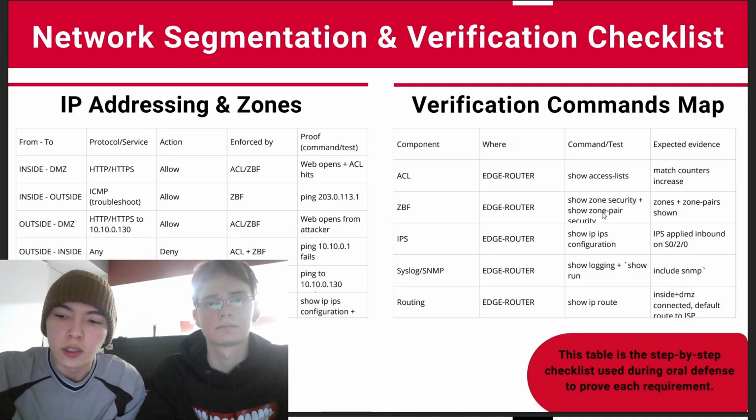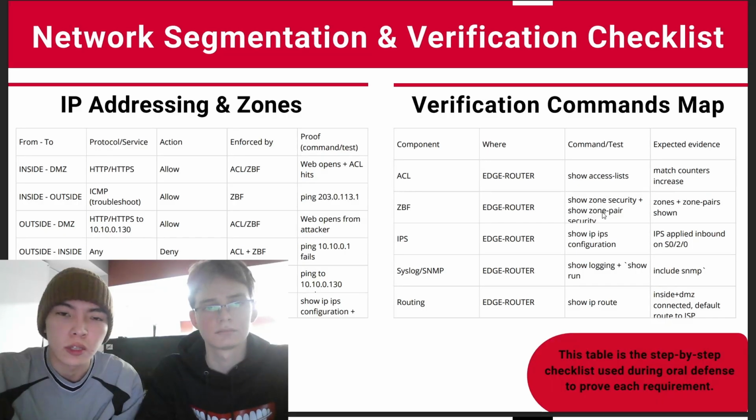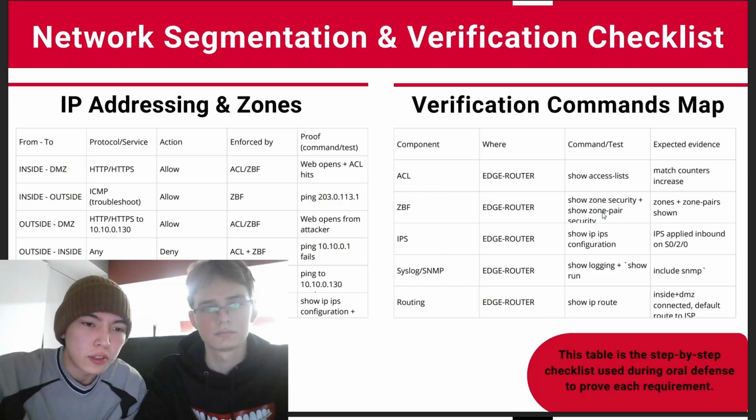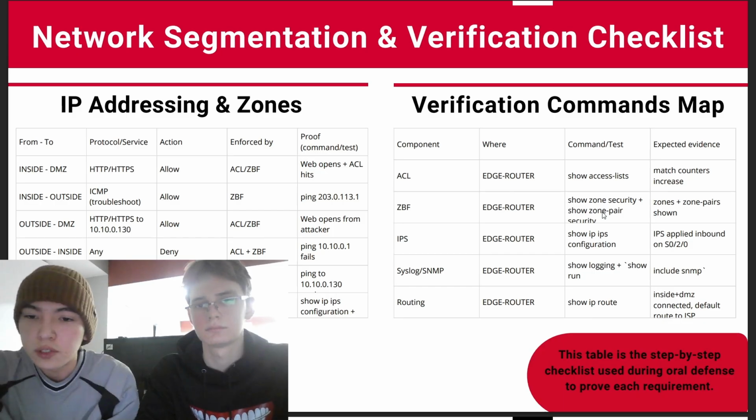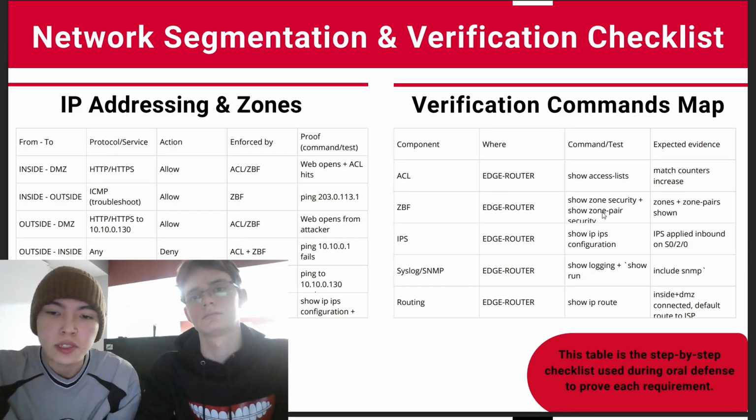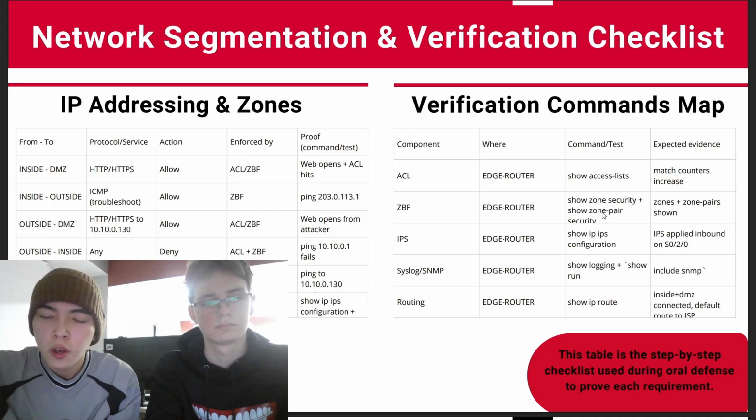This slide shows how traffic between inside, DMZ, and outside is controlled using ACL, ZBF, and IPS, and how each rule is verified with router commands during the defense. This table defines the segmentation, inside, DMZ, outside, and the default gateways used by ACL, ZBF, IPS policies. This table is the step-by-step checklist used during oral defense to prove each requirement.